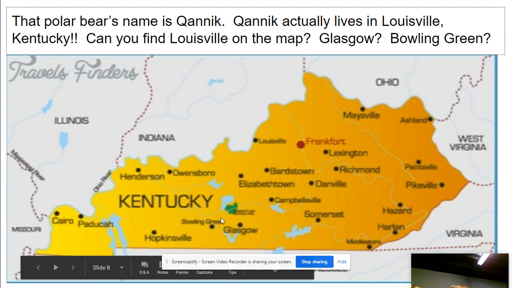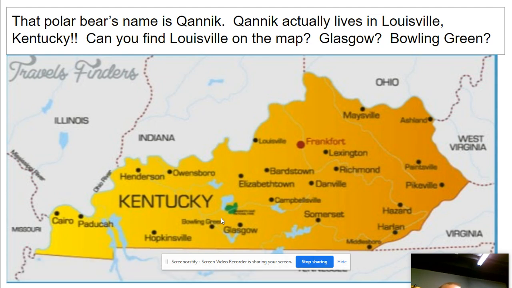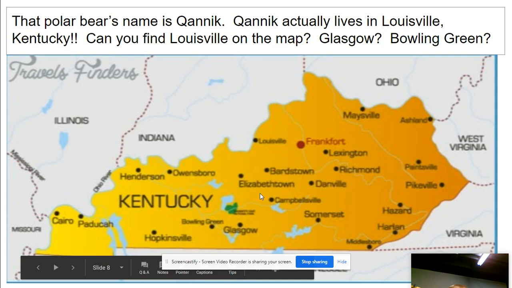So Kunik lives really close to us. If you think about the very first picture that we saw, there was a lot of snow and ice around. We might get some snow during the year, but we don't get that much snow. So I'm kind of curious about where Kunik lives in Louisville.